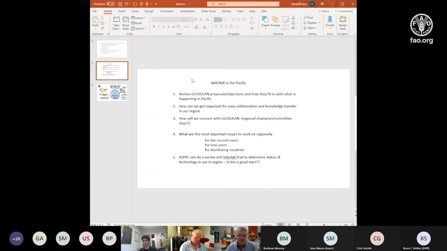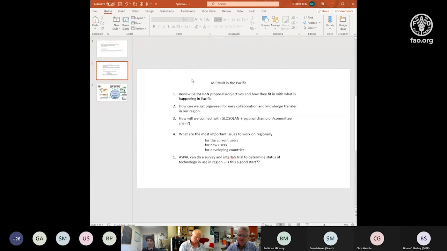So I think some of the things that we've also talked about is reviewing the Glosselin proposals. I think that's something that needs to be done from this region, and how they fit in with what we're doing here and some of the proposed projects that have come up in today's meeting. And I'd like to know how we can get organised so we can get this calibration and knowledge transfer in our region a little bit faster, a little bit easier, and have that connectivity between users and researchers and different organisations.